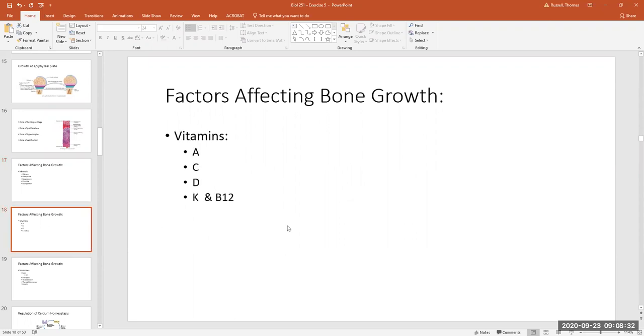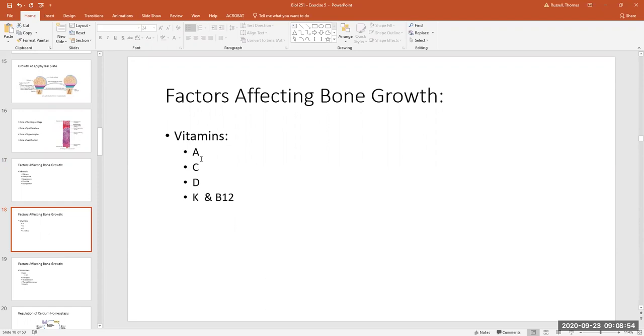We also need vitamins to make our bones grow. These vitamins, vitamin A and D, and K, these are fat-soluble vitamins. Vitamin C is a water-soluble vitamin. You're going to learn that in your nutrition class. But let me tell you a little bit about what these vitamins do.